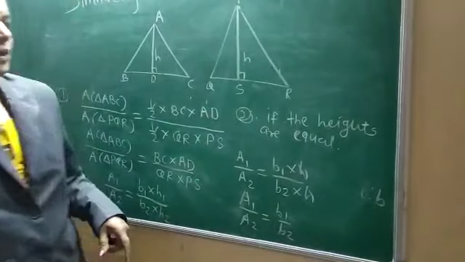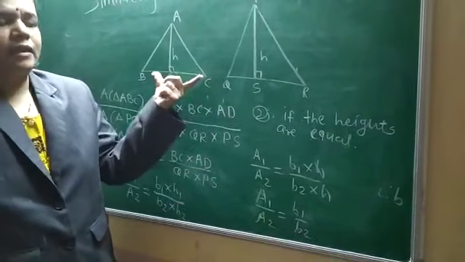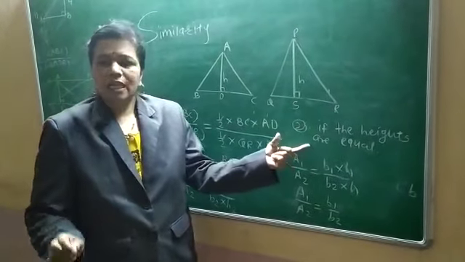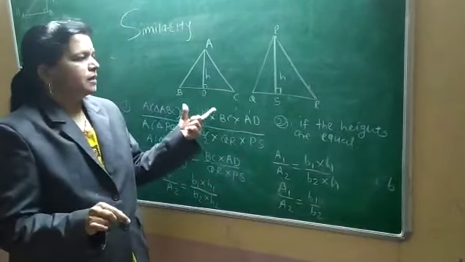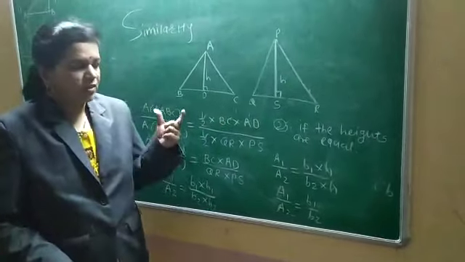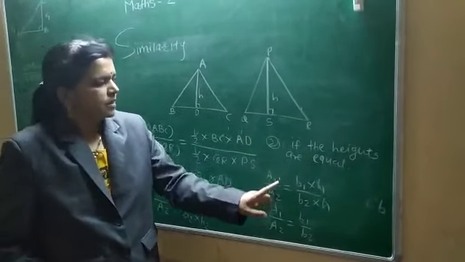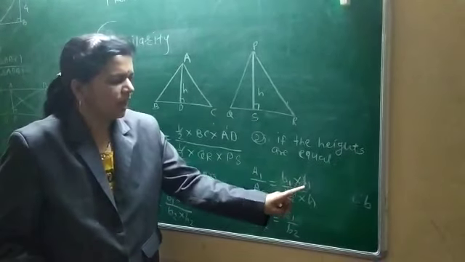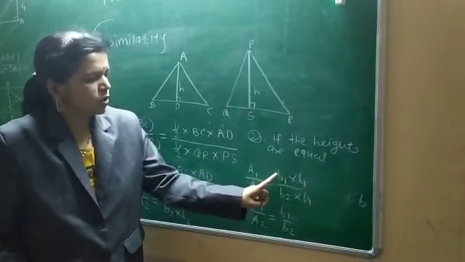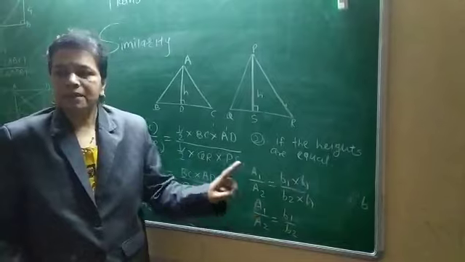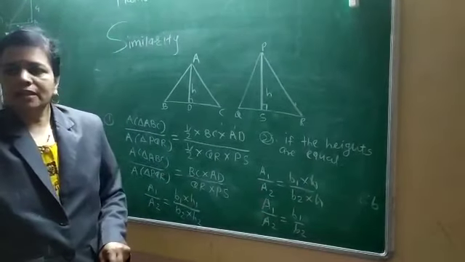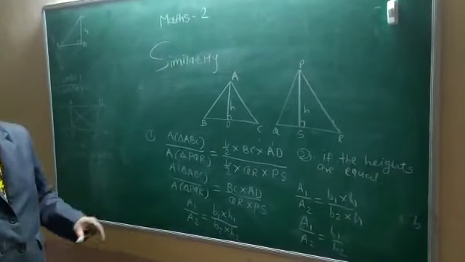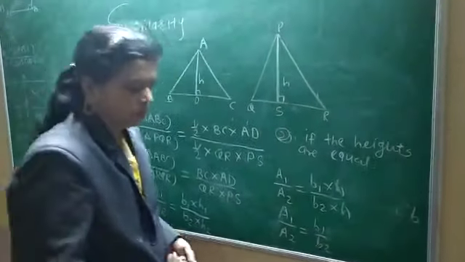What is the second property? The ratio of areas of two triangles with equal heights is the ratio of their corresponding bases. This is the second property of this first chapter. Okay. Now third. What is the third property?